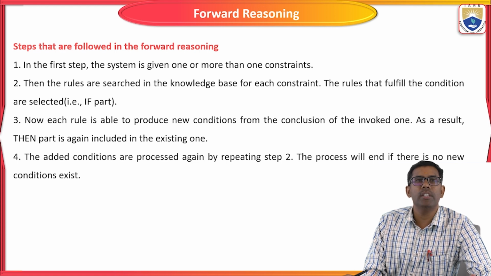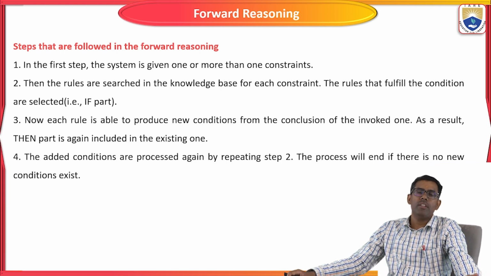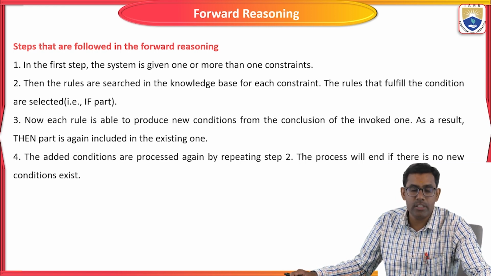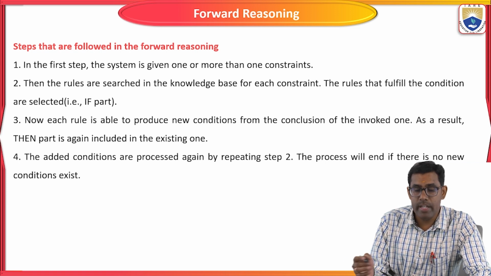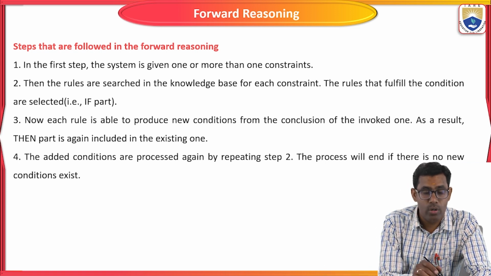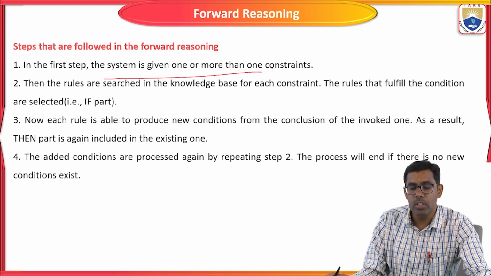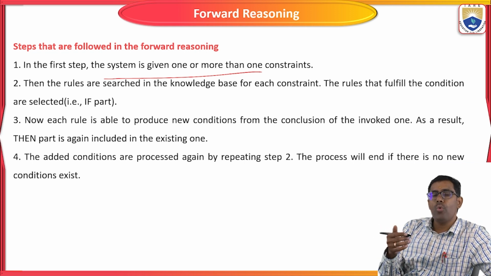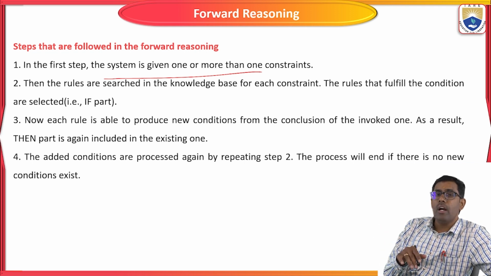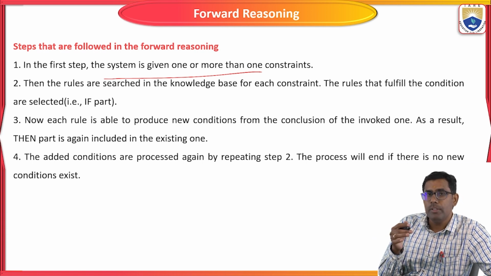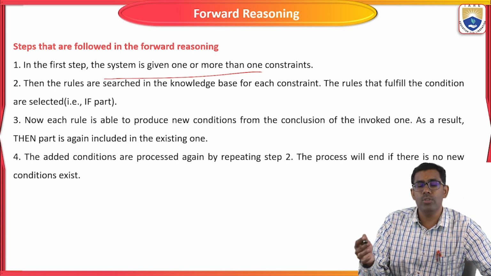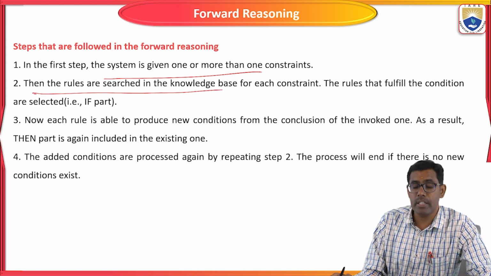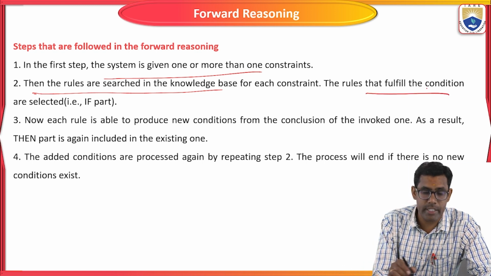The next one is the steps. If you want to use forward reasoning to find a problem statement using AI machines, you have to follow some steps to go from the starting state to the goal state. In the first step, the system is given one or more constraints. The AI machines are given one or more constraints for forward chaining from the starting state to the goal state. Then rules are searched in the knowledge base based on that constraint. The rules that fulfill the condition are selected.